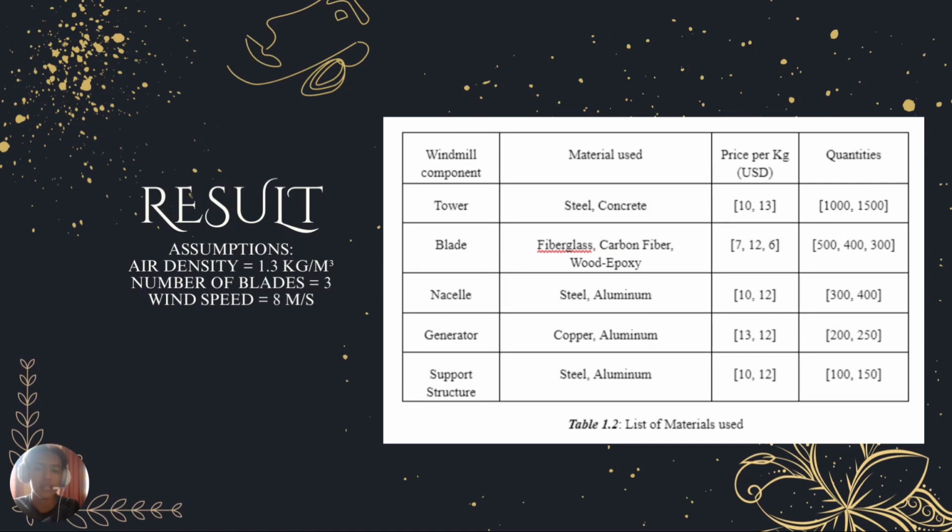Here are the assumptions and the other materials that we assume are going to be used and adapted into our own model. We assume that the air density would be around 1.3, the number of plates to be used is around 3, and the wind speed itself is 8 meters per second, which is the average assumption made based on the local area, here in Malaysia and specifically in Sarawak.